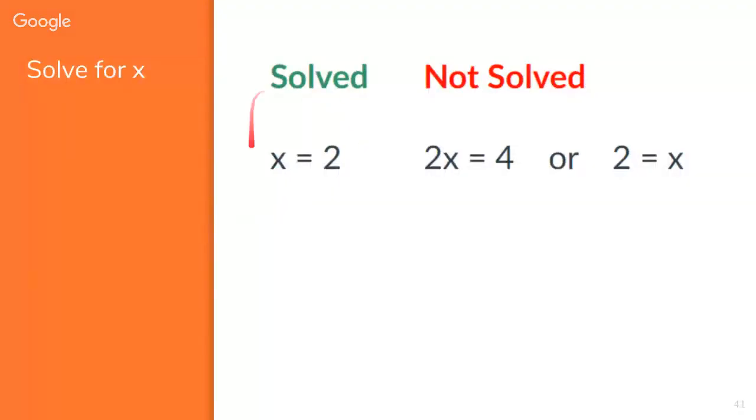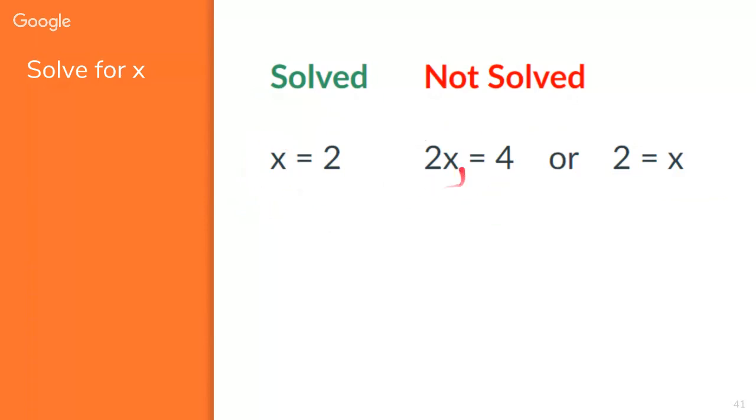So there's two forms. It's either in solved form or not solved form. You could say not solved yet. Solved form means the x is on the left-hand side and everything else is on the right-hand side. You should no longer see an x on the right-hand side. It should only be an x on the left-hand side.